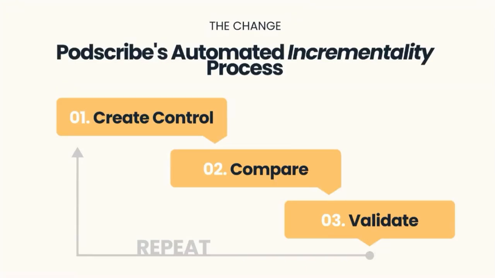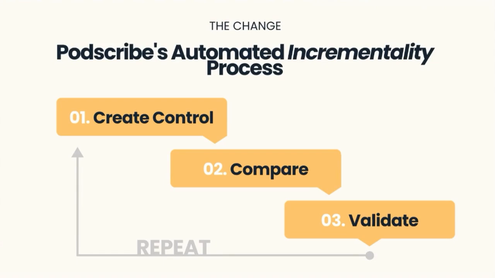What we have done in the background in creating this sort of always on process is we've created a 3-step process that continues to repeat in the background without any sort of effort on any Podscribe clients. So what this means is that there is nothing additional that needs to be done in order to suss out incremental results from Podscribe. Here's how we do that. Let's dive in on first. We create a control group.